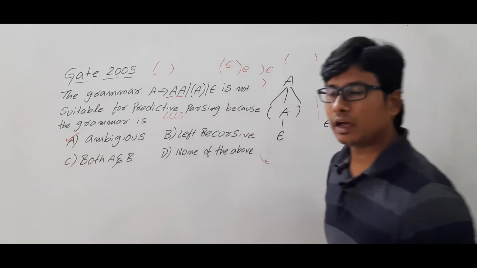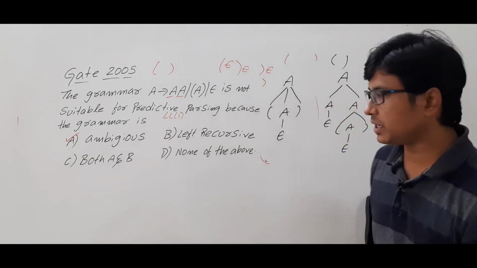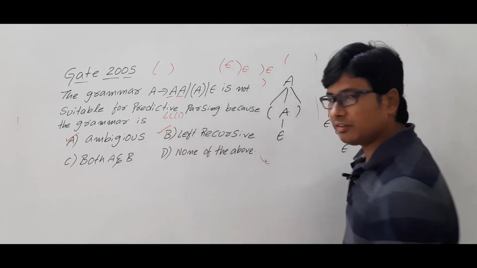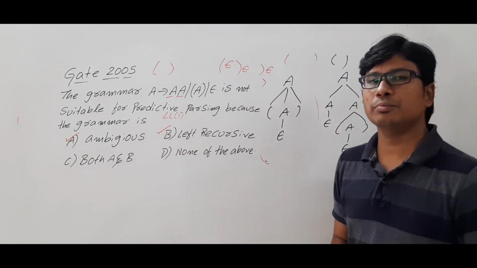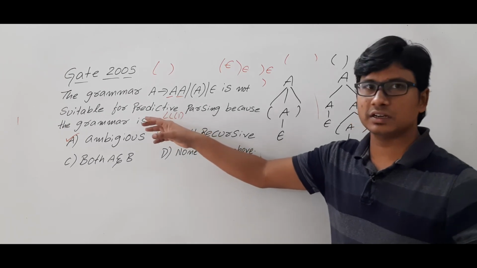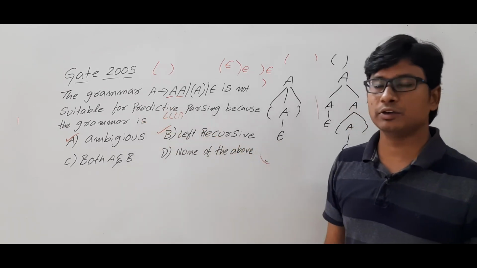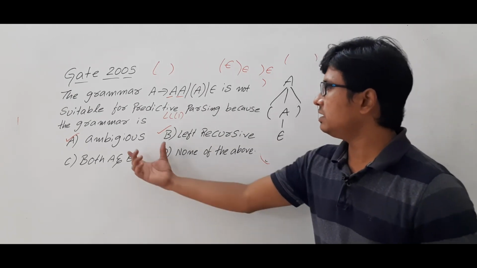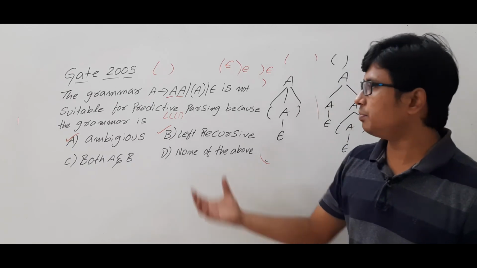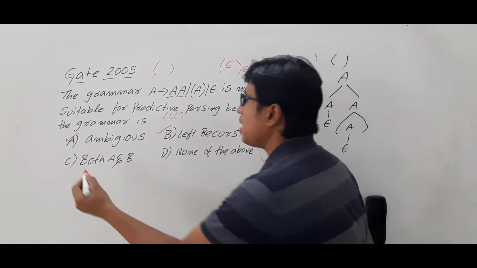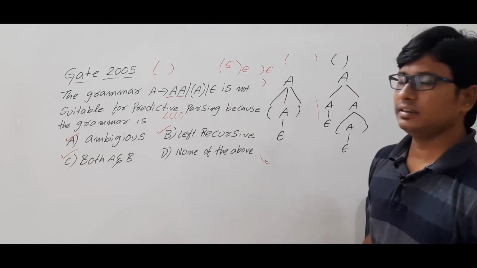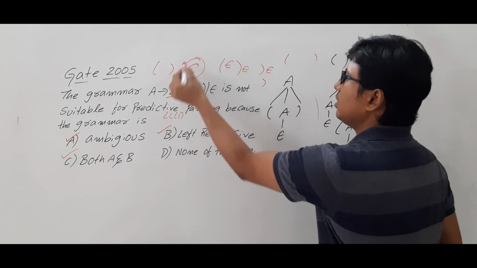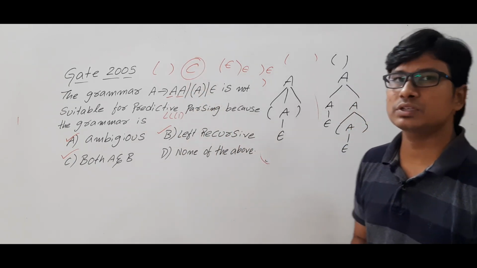So an ambiguous grammar will not be parsed using a predictive parser, and we already discussed that it is a left recursive grammar. A left recursive grammar is also not allowed by top-down parsers, which are the recursive descent parser and the predictive parser. So this grammar is not allowed by the predictive parser because it is ambiguous and left recursive. The right answer for this one is C. Is it clear? I hope you have understood how I solve this question.